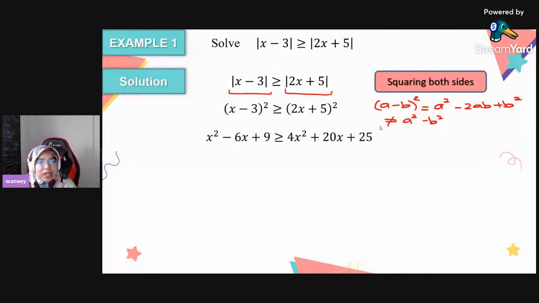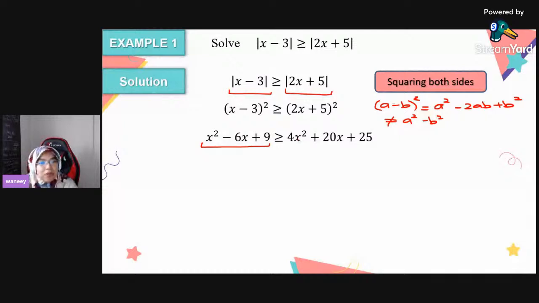So on the left hand side, that will give you x squared minus 6x plus 9 greater than or equal to 4x squared plus 20x plus 25. And then of course, you should let one side of it become 0. So for me, I choose to let this side become 0. So I bring everything to the right hand side.